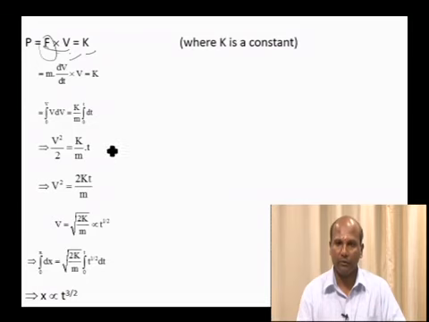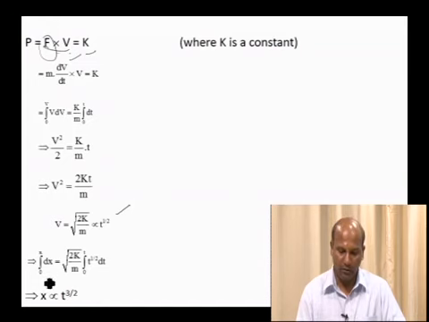So we move this to this side. So v square is equal to 2kt divided by m. So v is equal to square root of 2kt divided by m, which tells that, if this has to happen, then it is proportional to square root of t. So square root of t can actually be written as t to the power of half.